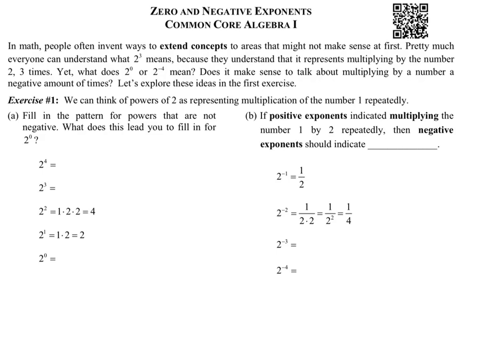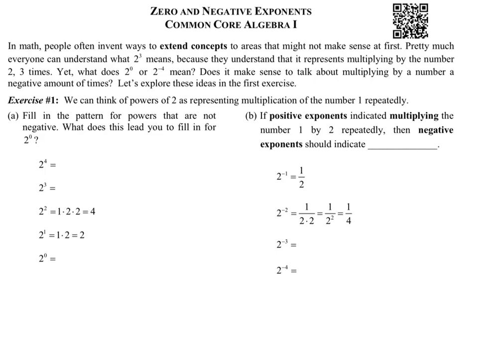In math, people often invent ways to extend concepts to areas that might not make sense at first. Pretty much everyone can understand what 2 to the third power means because they understand that it represents multiplying by the number 2 3 times. Yet what does 2 to the 0 power or 2 to the negative 4 power mean? Does it make sense to talk about multiplying by a number a negative amount of times? So let's look at this.